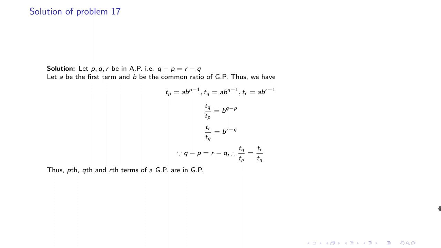And now we have this result, TQ by TP is equal to TR by TQ, which will give us TQ square is equal to TR TP. That is, square of the middle term is equal to product of first and third term. That's why we can say that Pth, Qth and Rth term of the GP are in GP.